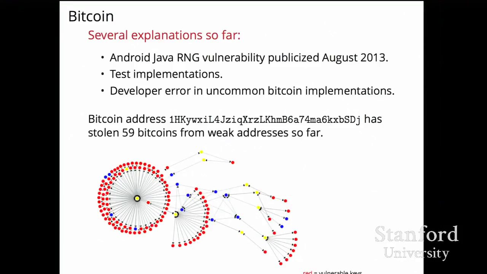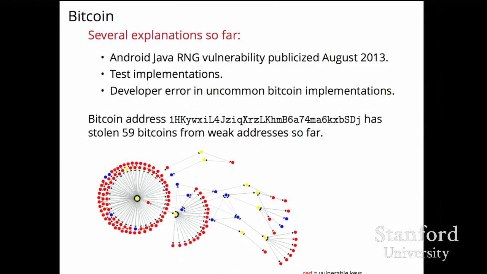For Bitcoin, there's actually been a number of different incidents. There was a Java random number generator vulnerability that was publicized in August 2013. They were not renewing the state of the pool when the process forked, and so different processes can end up with the same pool state and then generate the same nonces. We also saw a bunch of test implementations where people were obviously not putting in the correct values, they were just putting in all zeros or whatever.